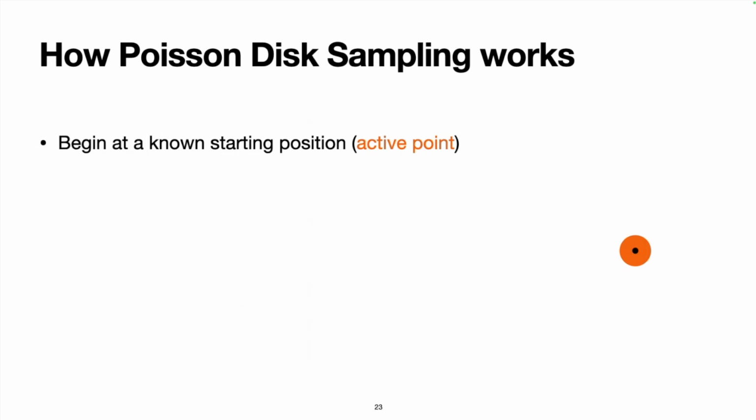How do we compute it? It's actually a very simple algorithm. We start with a single position. Let's call it our active point.